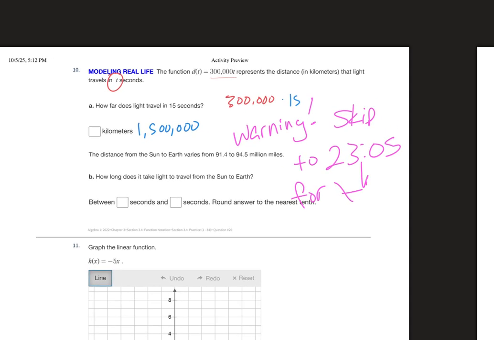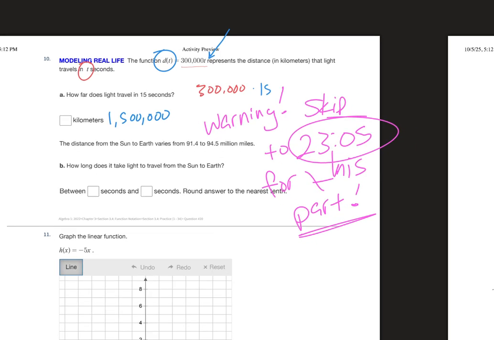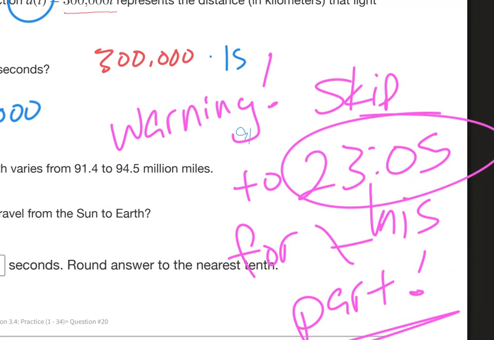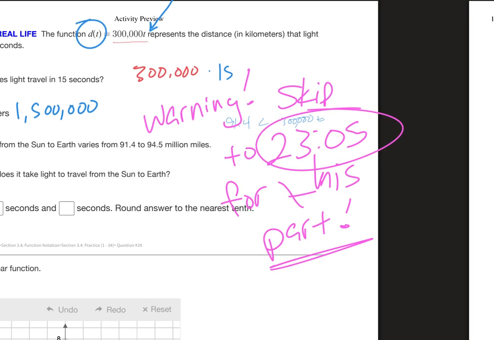So this is distance. That is time. So we are trying to find time on this one. So what we're going to do is we have an inequality, and let's zoom in, shall we? 91.4 is less than 300,000 t, which is less than, what, 94 and a half. I don't know why I did that.